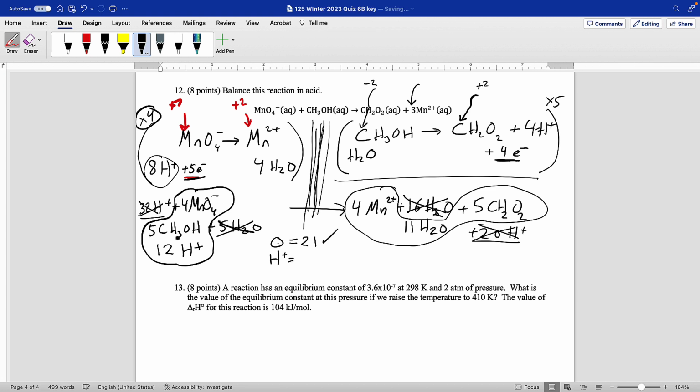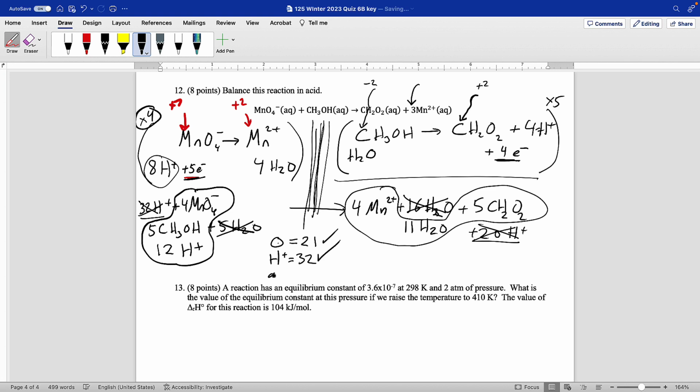We've got 4 for each methanol, and there's 5 of those, so that comes out to 20, plus the hydrogen ions here, so that's 32. We go to the right-hand side, we've got 2 for every water times 11 is 22. And then we have 2 for this oxidized compound. For each one, there's 5. So 5 times 2 is 10, plus our 22 is 32.